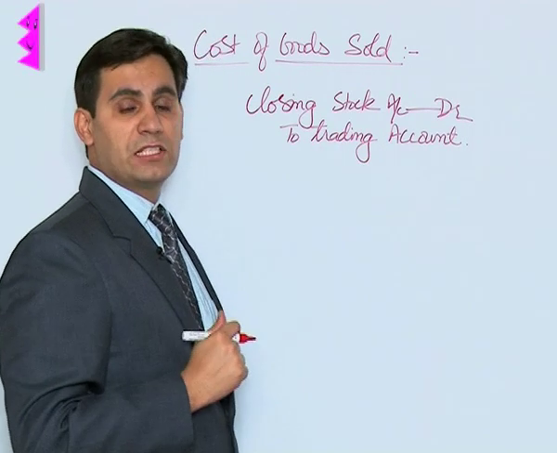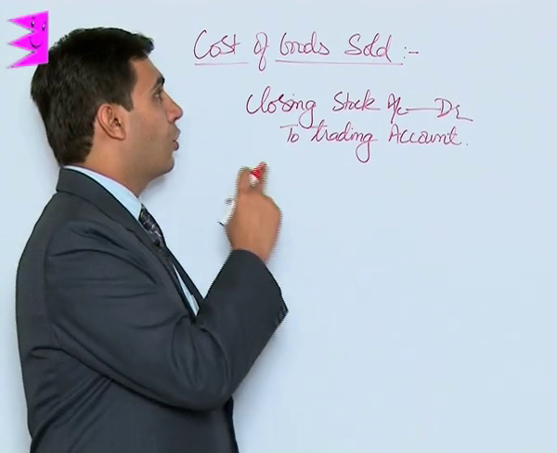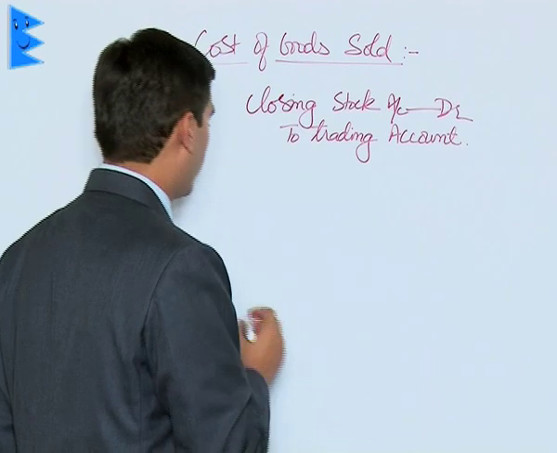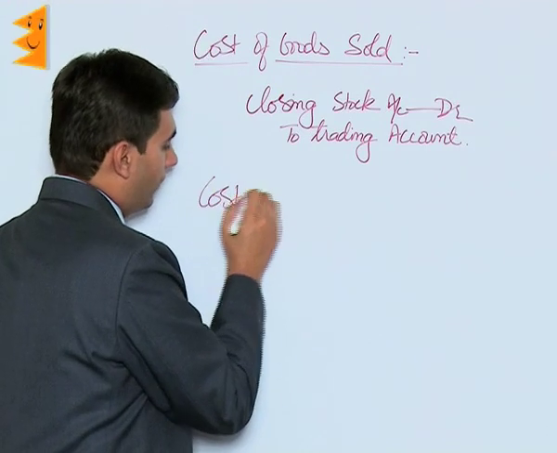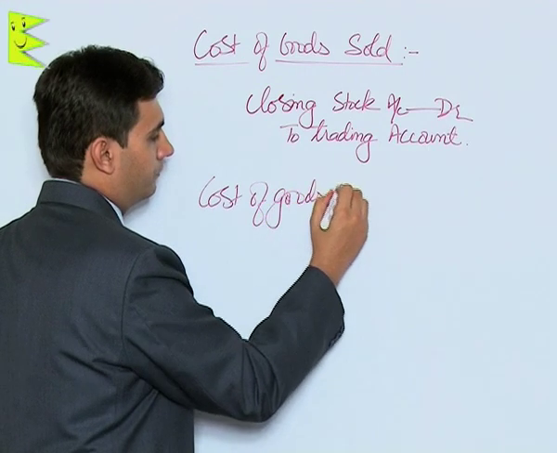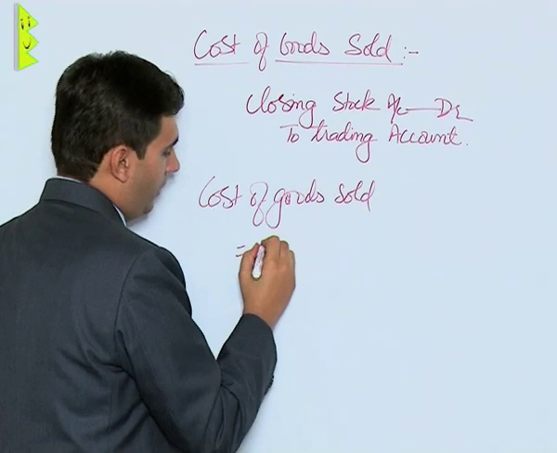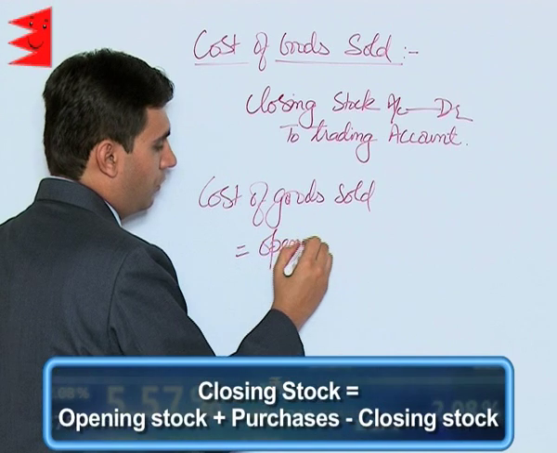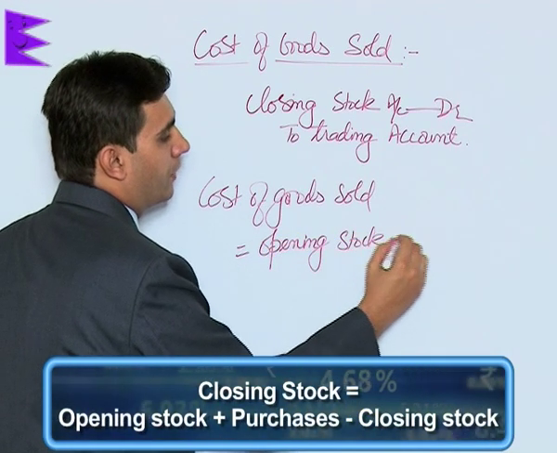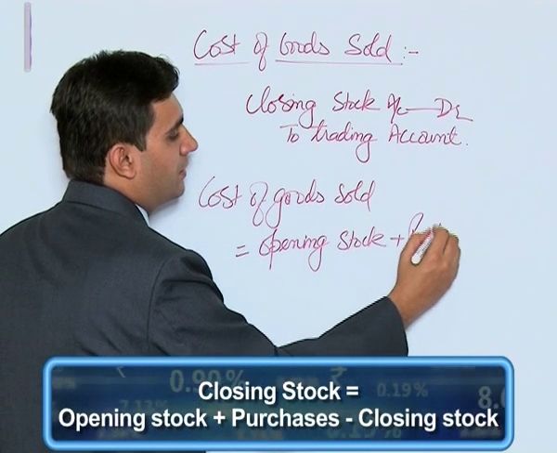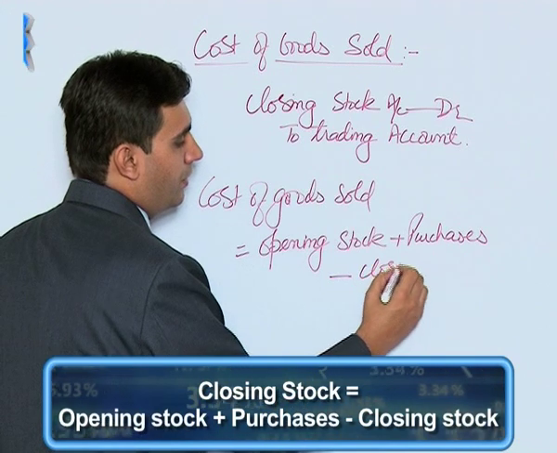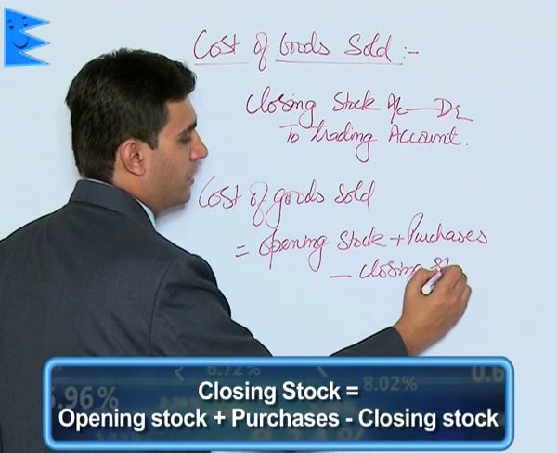But once it has been transferred, then the cost of goods sold can be calculated by using this formula, that is cost of goods sold is equal to opening stock plus purchases minus closing stock.